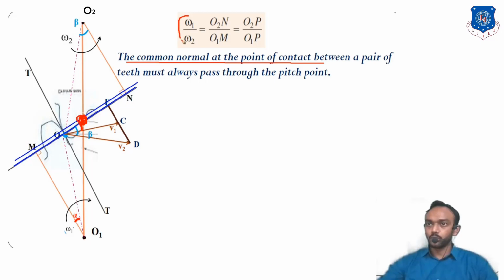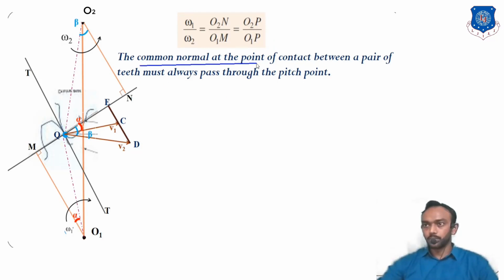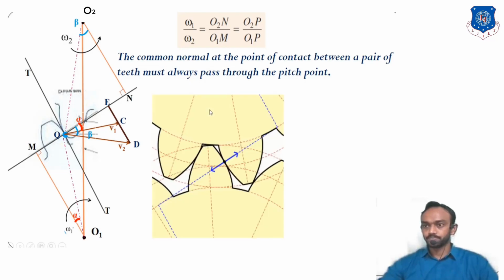Otherwise you can't say omega 1 upon omega 2 will remain constant. This ratio remains constant because it passes through the pitch point P, and we have derived that here, O2P upon O1P. So if the point P is here and the normal passes through the pitch point, you can say this ratio will remain constant and the gear will give a constant velocity ratio. So remember that the common normal at a point of contact must pass through the pitch point. Let's learn this by animation.